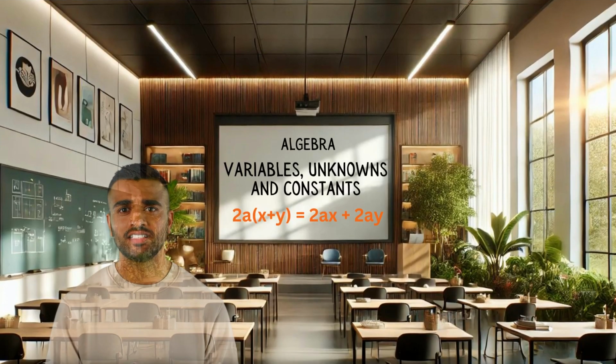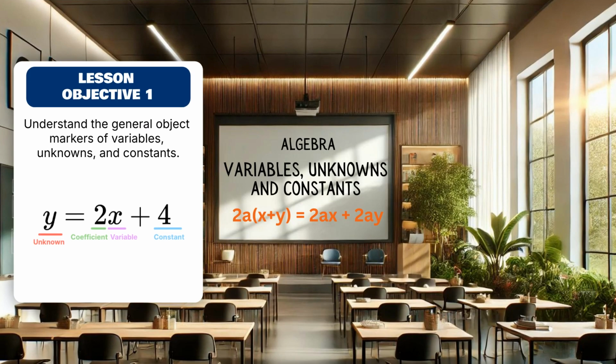In today's lesson, we discussed various key terminology, starting with how variables are symbols that represent numbers and can vary, while unknowns are specific values we aim to find within equations. We also learnt that constants are fixed values that do not change, and coefficients are numbers that multiply variables, indicating their contribution to an equation.